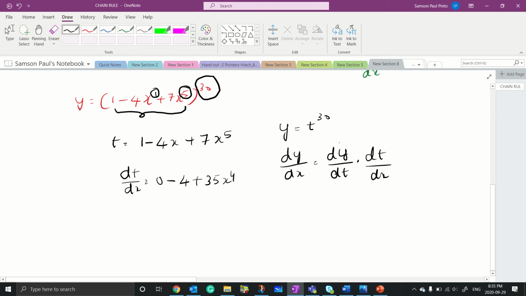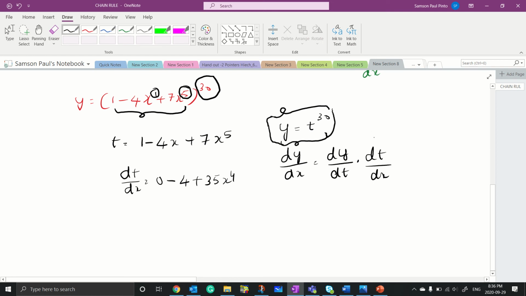What I am trying to tell you is that when you express y in terms of t, I will clarify this more clearly in the next problem. In the first problem I did not do it because it was very complex to take it up, so I took it a little bit simpler there.